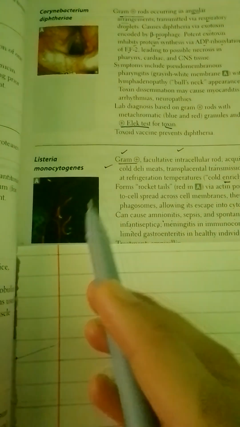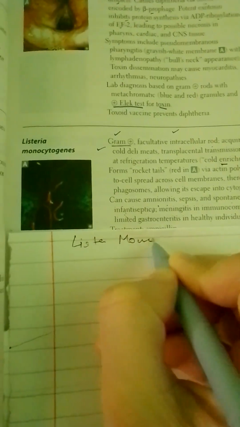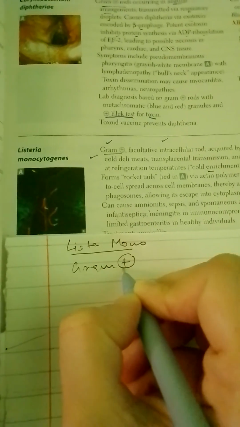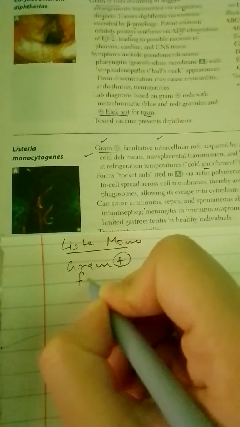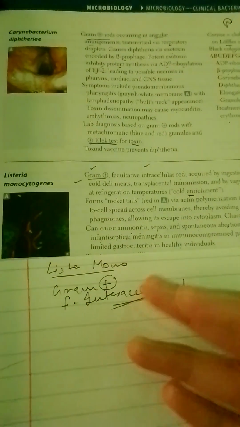Everyone, let's talk about Listeria monocytogenes. Listeria monocytogenes is a gram-positive bacteria, and it is a facultative intracellular rod. It is rod shaped, and intracellular means inside of cells. Most of its activity will be inside of the cell, and we will see how.